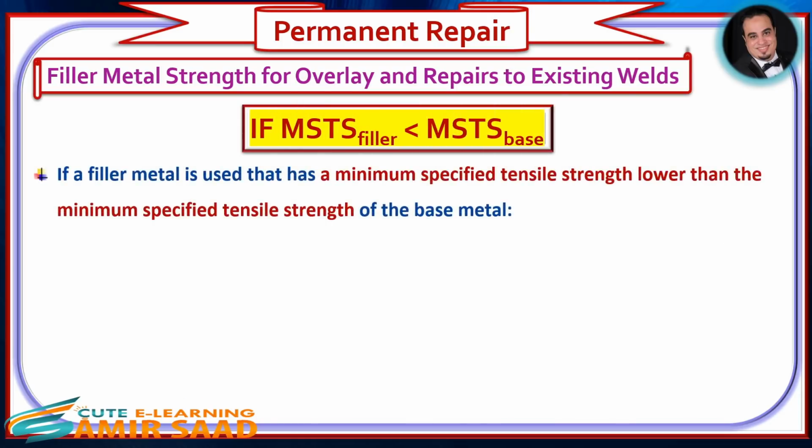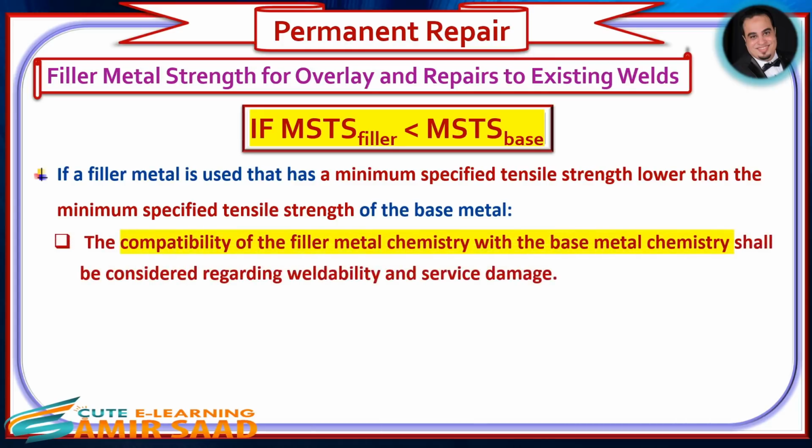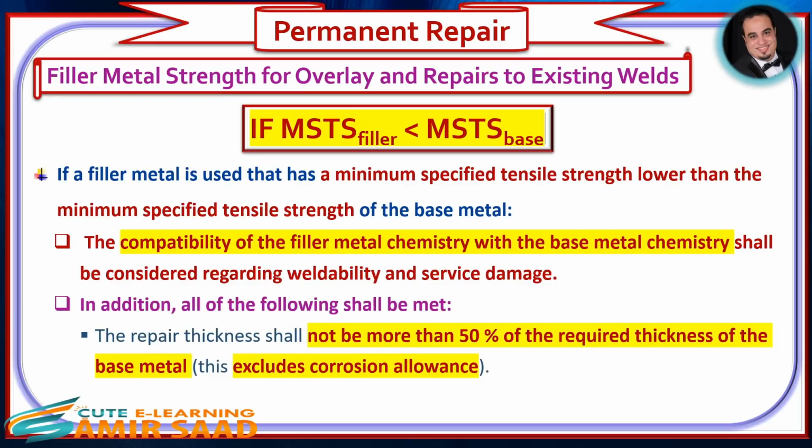If a filler metal is used that has a minimum specified tensile strength lower than the minimum specified tensile strength of the base metal, the compatibility of the filler metal chemistry with the base metal chemistry shall be considered regarding weldability and service damage. In addition, all of the following shall be met. The repair thickness shall not be more than 50% of the required thickness of the base metal. This excludes corrosion allowance.